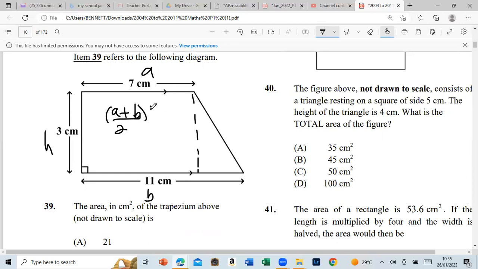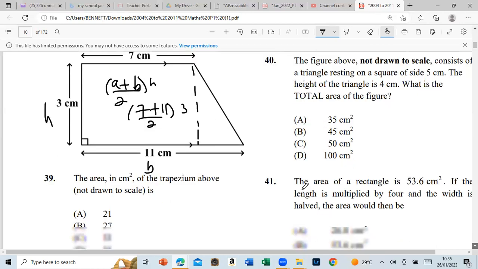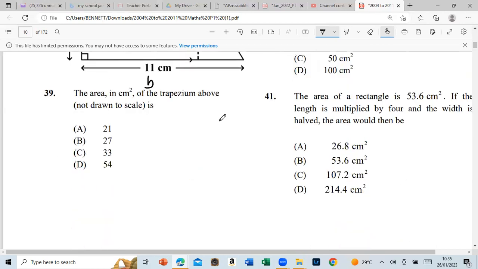So let us put things in perspective. It's going to be 7 plus 11 divided by 2, and then times the height, which is 3. So 7 plus 11 is 18, so it's 9 times 3, which should be 27. Alright, so that is our answer.